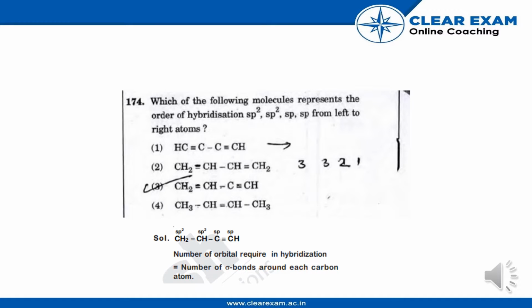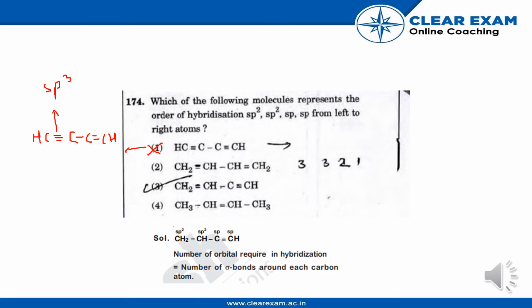Which of the following molecules represent the order of hybridization sp2, sp2, sp and sp from left to right atoms? Okay, so let's see. In the first one we have one hydrogen bond with a triple bond, so the triple bond displays sp3, so it cannot be sp2 according to our question, so that case cannot proceed further.